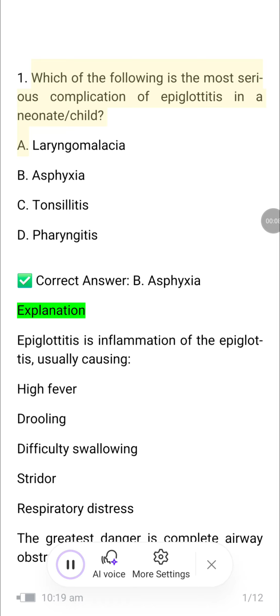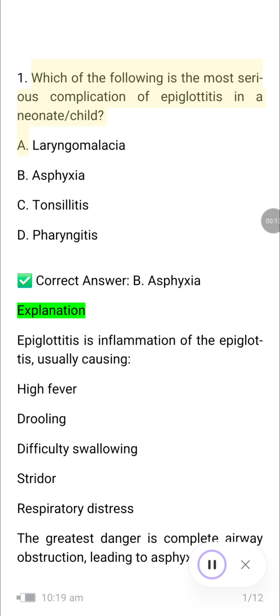Which of the following is the most serious complication of epiglottitis in a neonate child? A. Laryngomalacia. B. Asphyxia. C. Tonsillitis. D. Pharyngitis. Check mark correct answer.